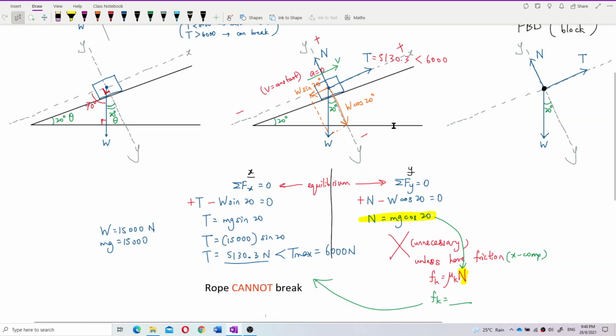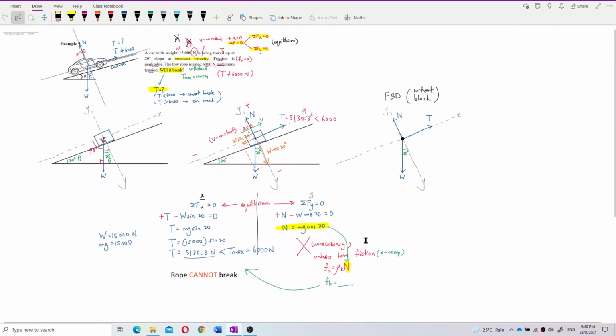Remember, you must write to compare with the 6,000. You must write this symbol, less than 6,000 Newton, because this is the answer for explanation. You cannot just say cannot break without any proof. You must prove by calculation, because got marks. Cannot just say cannot break without any evidence. What we say must have evidence. So this is our evidence: less than 6,000. So the rope cannot break.